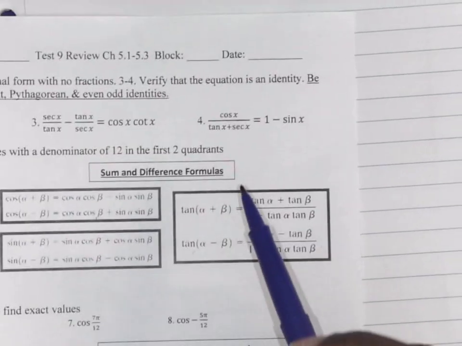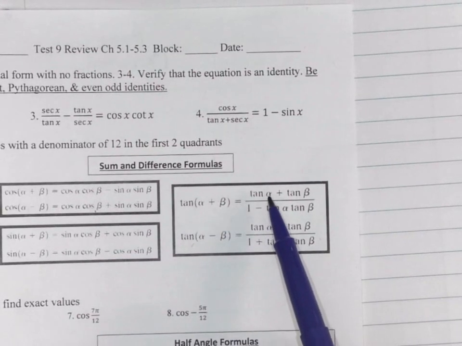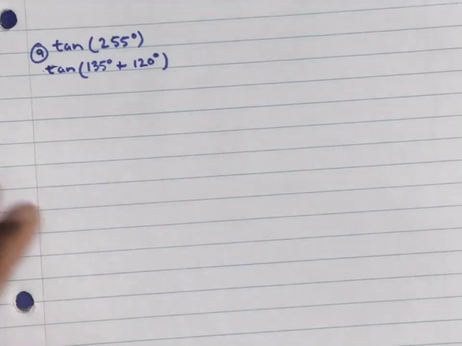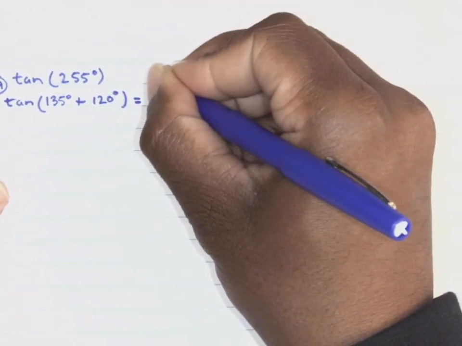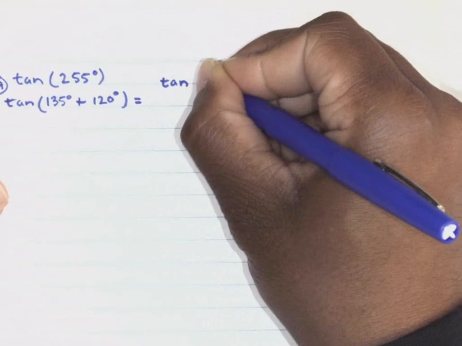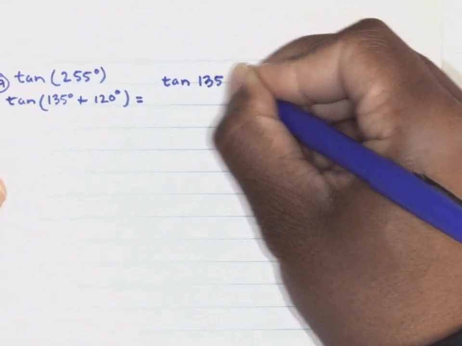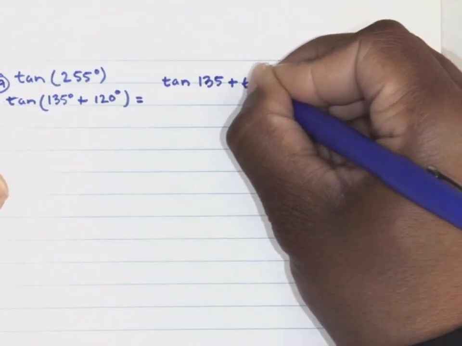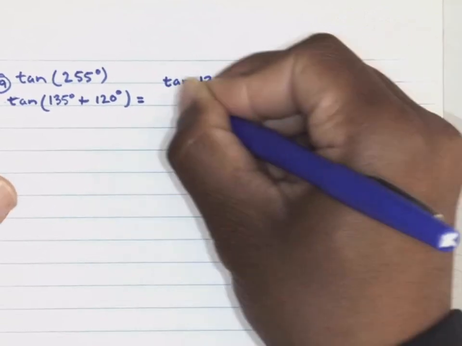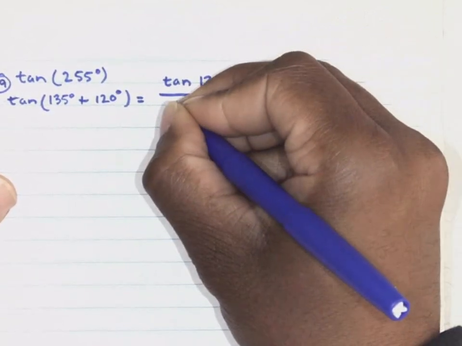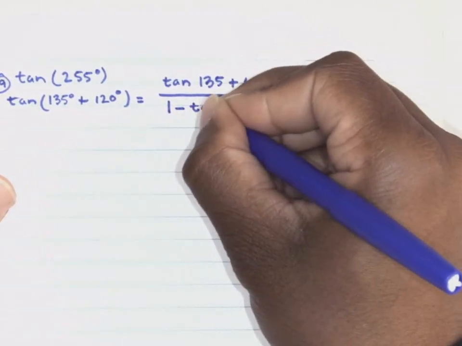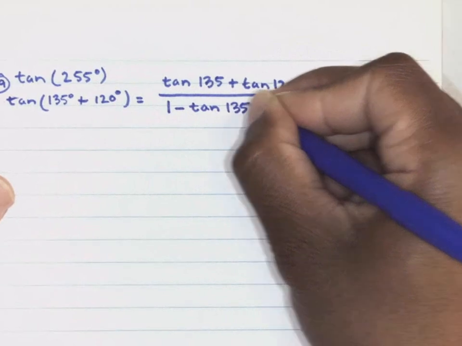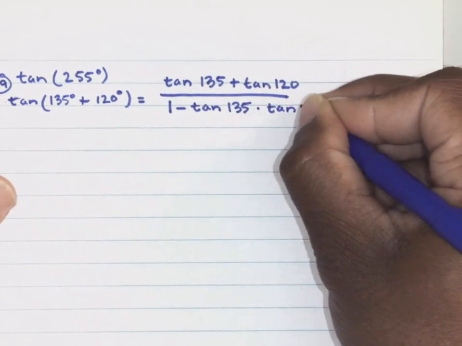So we're doing the sum formula for tangent, adding 2 angles for tangent. So we use just tangent of the 2 angles. All right, so I'm gonna write this formula out so you can see it. We've got tangent of the first angle plus tangent of the second angle divided by 1 minus tangent of the first times tangent of the second.